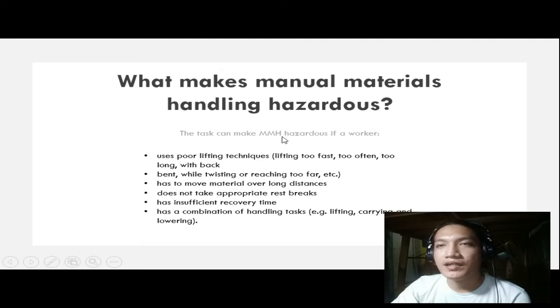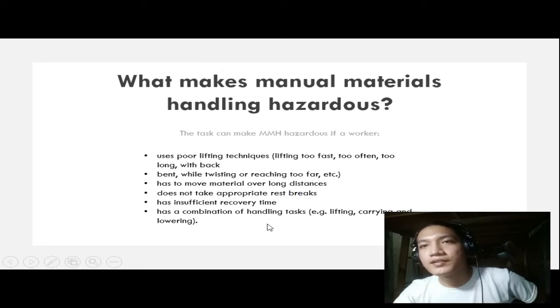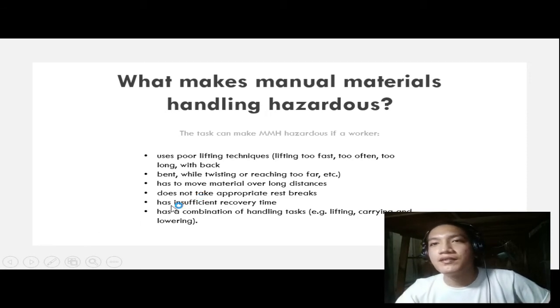The task can make manual materials handling hazardous if a worker uses poor lifting technique, or lifts too fast, too often, or for too long, with the back bent, like the woman you saw earlier, while twisting or reaching too far, or has to move material over long distances. For example, you carry a sack of cement to a very far place. Or does not take appropriate rest breaks, has no rest, keeps going, has insufficient recovery time. Even if you get a break, it is only about 3 seconds and you are up again.